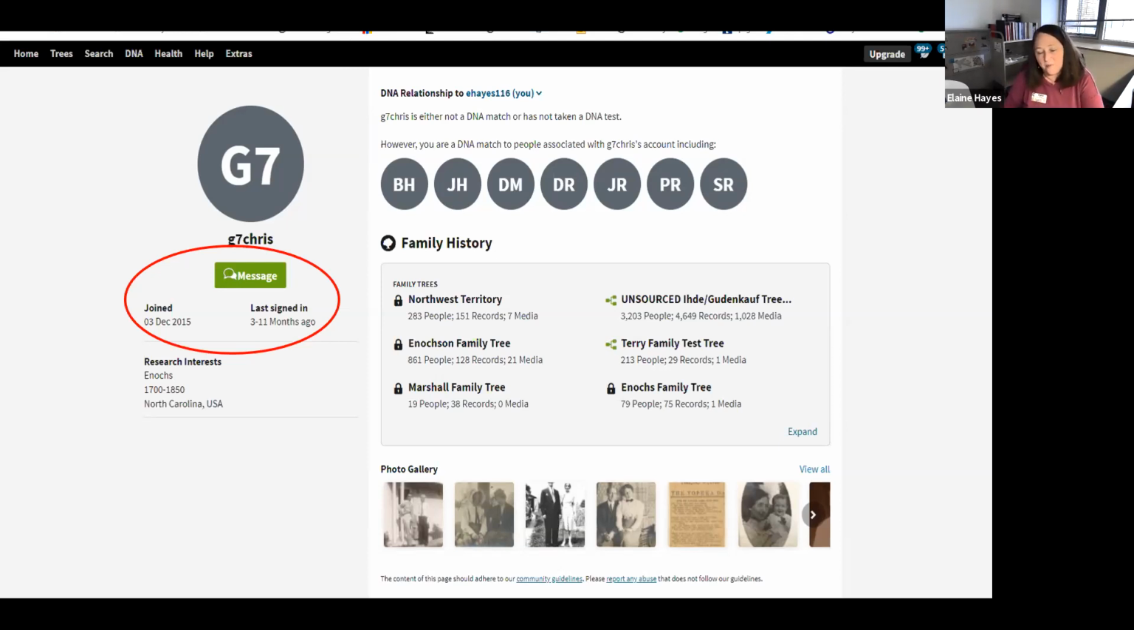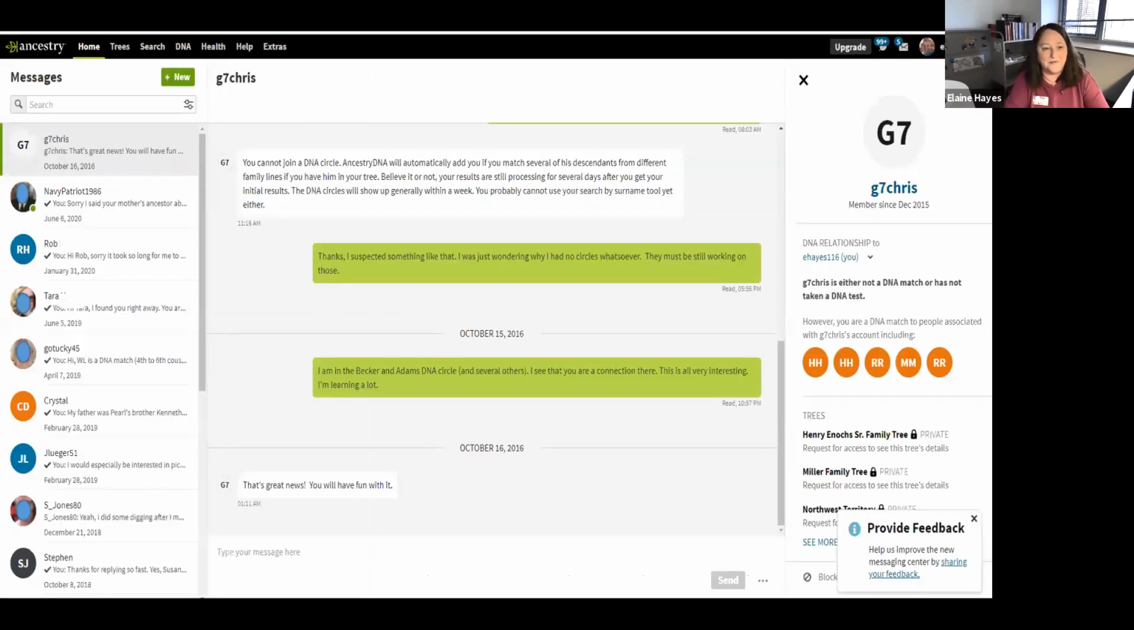But here's all the people that he manages, their DNA, family members, I'm sure. And he's got more than one family tree that he's managing. He's got some photos, all sorts of things. G7 Chris is not a match to me, but somebody else in his family is. And this is our email, basically an inside Ancestry email that we talk to each other with, back in 2016, when I was a new DNA test taker. And over on the left, you can see all the other people I've talked to.